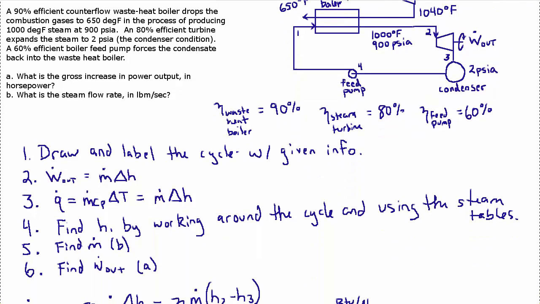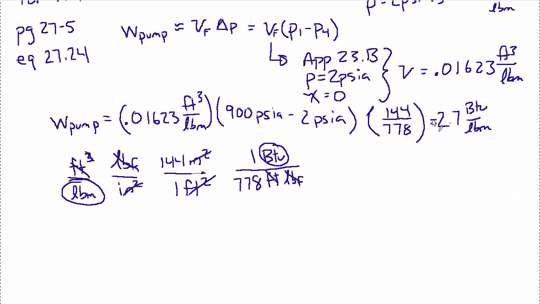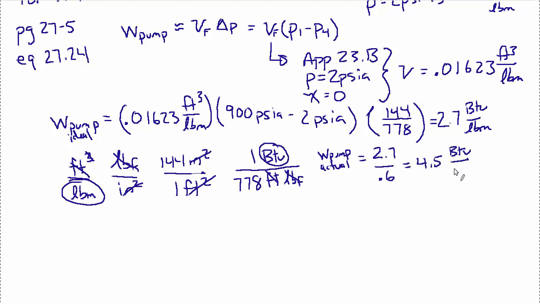So the work done by the pump is actually going to be more than the ideal work done by the pump. So we have to divide this number to find the delta H. Let's write that out. This is work done by the pump ideal. Work done by the pump actual is 2.7 over 0.6 for the 60% efficiency, which is 4.5 BTU per pound mass.